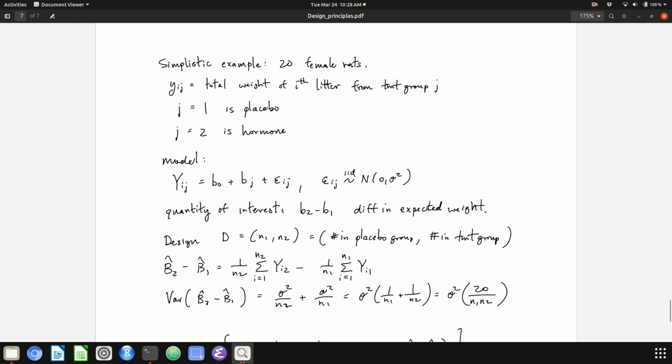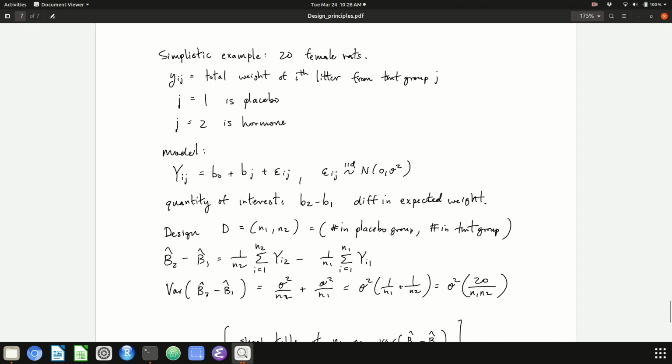Now, we have 20 female rats, so our constraint in the experiment is that we can assign treatments to these 20 rats. So if we assign 10 to the hormone group, we have to assign 10 to the placebo group. If we assign 12 to the hormone group, we only get 8 in the placebo group. So we can represent our design by a pair of numbers, n1 and n2, where n1 is the number in the placebo group and n2 is the number in the treatment group, but we have to pick n1 and n2 so that n1 plus n2 is equal to 20.